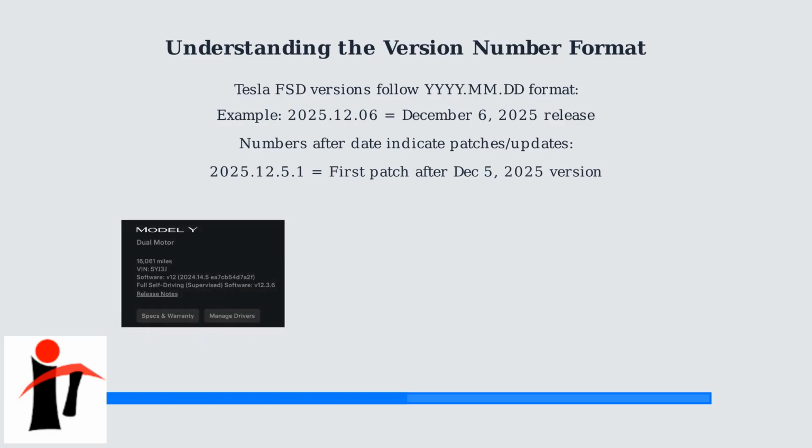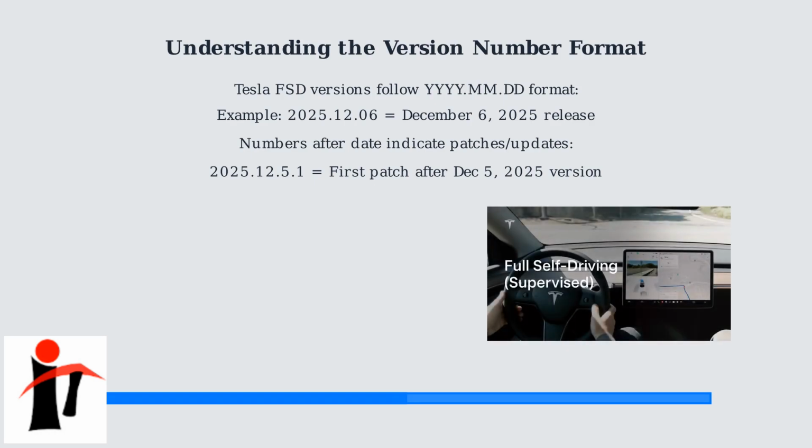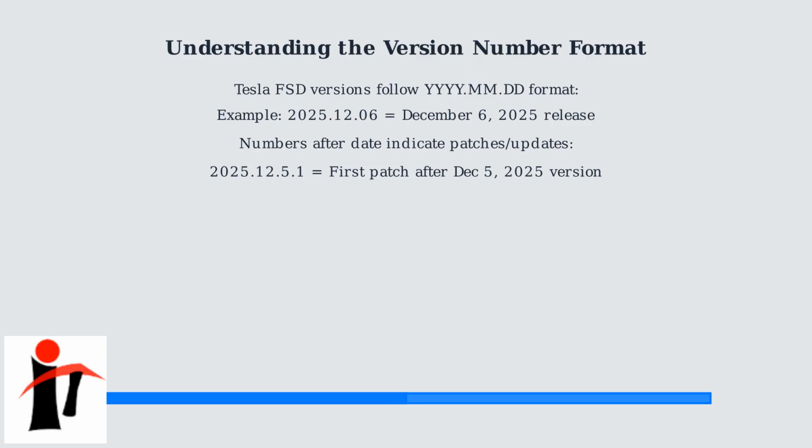Here's an example from a Tesla vehicle showing version details on the touchscreen. The FSD interface displays the current supervised driving mode with version information. Version numbers can be understood like different number systems in computing, helping track software evolution.